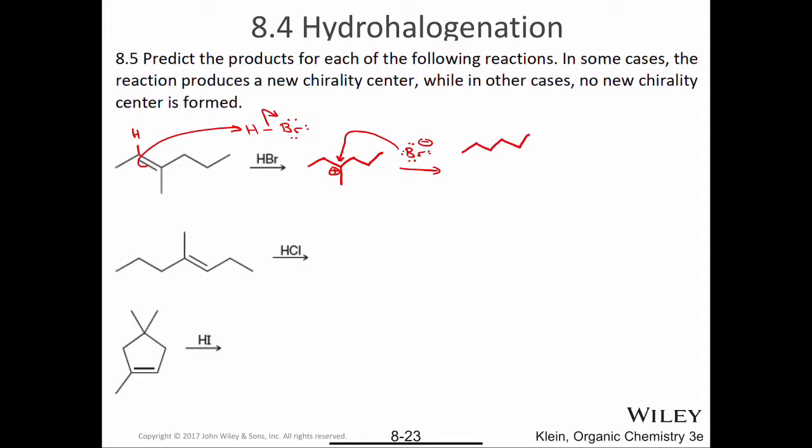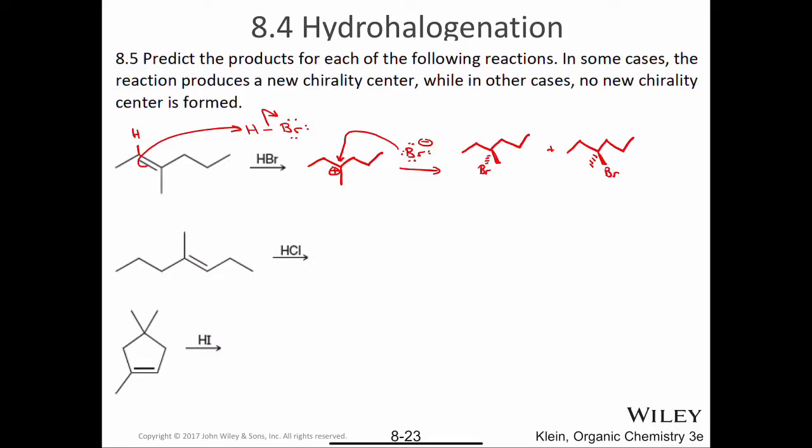So I'll draw the first enantiomer like this. And then I'm also going to get this enantiomer as well. There we go. So I'm going to get the R and the S. All right, so I get a mixture of enantiomers.